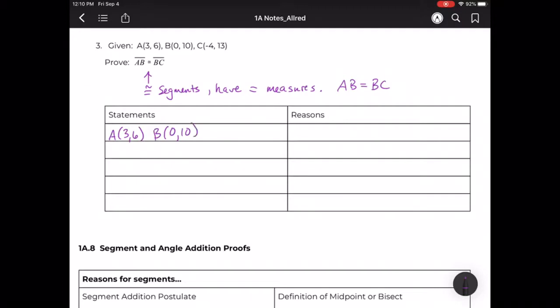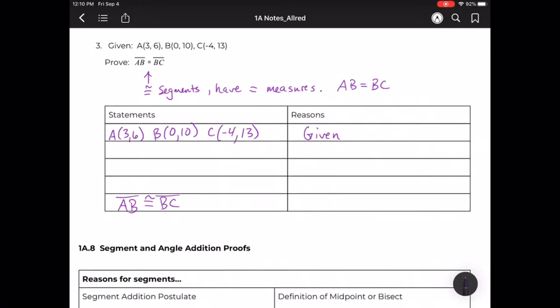B is at 0, 10. And C is at negative 4, 13. And that is still my given information. Okay? Now, the very end of the proof is going to be this statement. Segment AB is congruent to segment BC. I don't know this reason yet, and so I'm going to leave that blank. But I do know I have to finish with that.